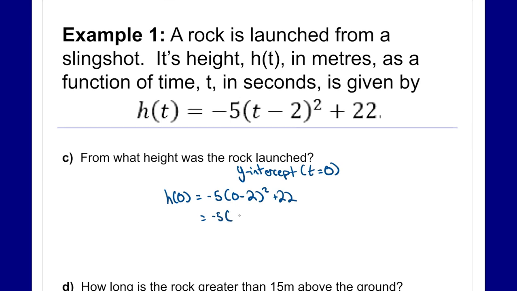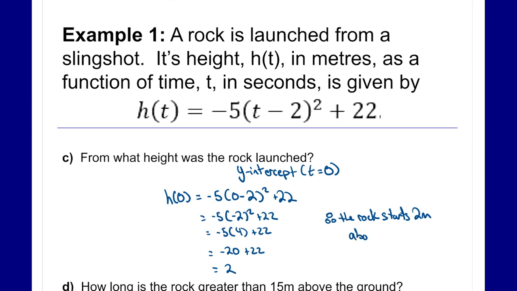Negative 5 times negative 2 squared plus 22. We get negative 5 times 4 plus 22. We get negative 20 plus 22, or 2. This then means, therefore, the rock starts 2 meters above the ground.